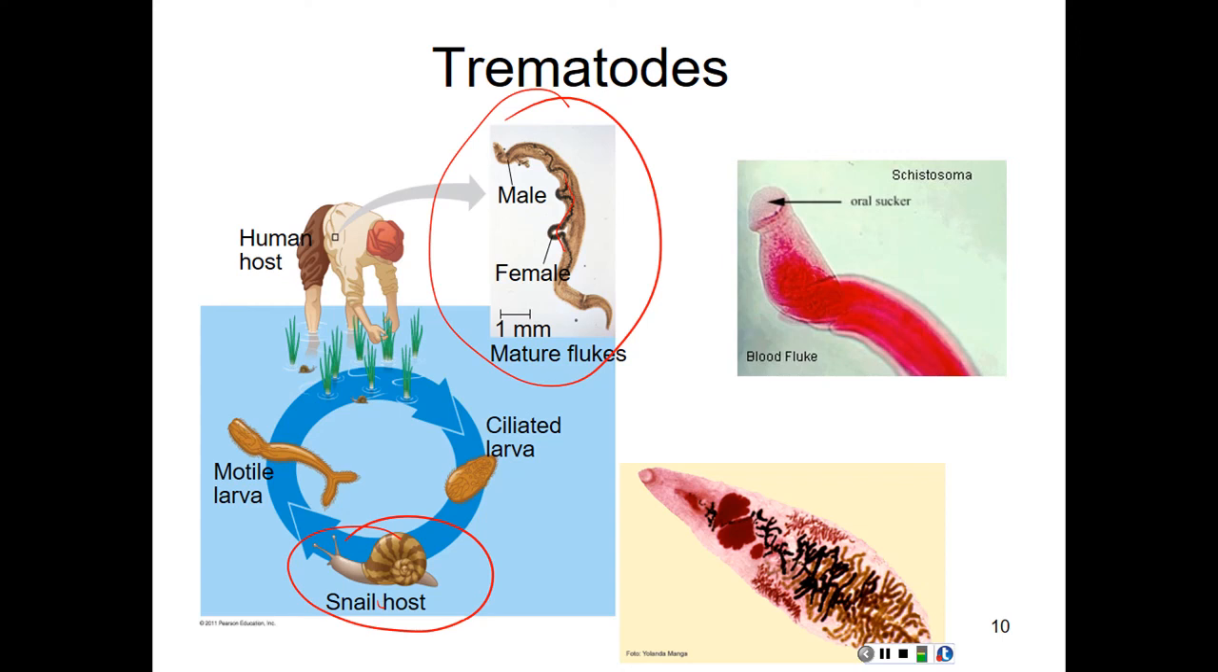Another image here, so a couple other images here. So we have here the oral sucker. This is how it's going to hang on to the host. And also we have another view which shows the internal organs, and almost all of this that you're looking at is reproductively related.